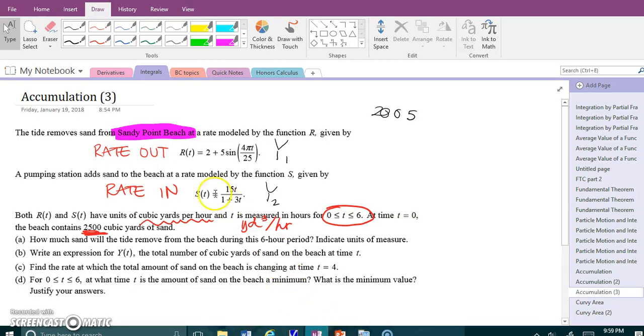So if I go back to the problem here, what I want you to do is mark this up. So mark down what you called Y1 and Y2. It's really important that you realize that R stands for removal.